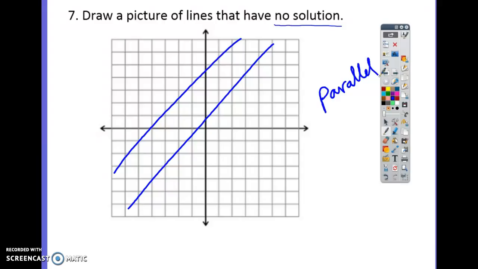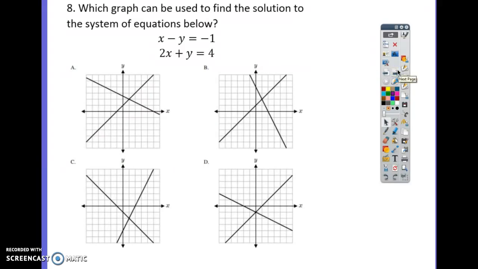The last one I'm going to do on this video is problem number 8. The next problems I'm going to do on a second video. So for this one, which graph can be used to find the solution to the system of equations below? If they're all graphs, what do I have to do? Y equals, trace. So I have to solve for y. Write that down. Solve for y, both of them. You can also do matrix and see where they cross.